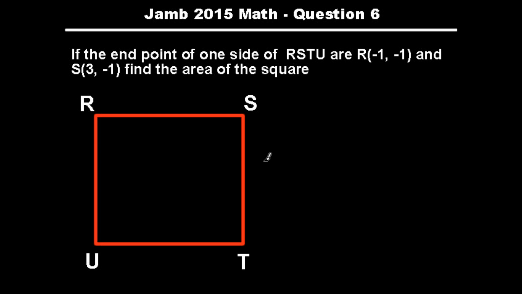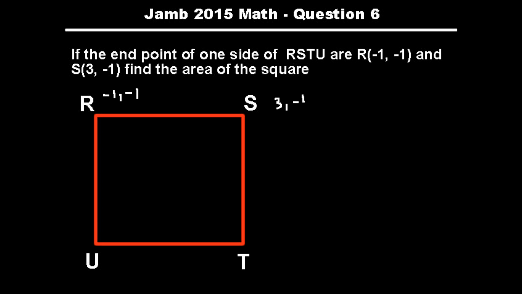All right, we're looking at question 6 of the 2015 JAMB Math exam, and we're being told that if the endpoint of one side of this square is minus 1, minus 1, and the point where S is 3, minus 1, we're being asked to find the area of the square.